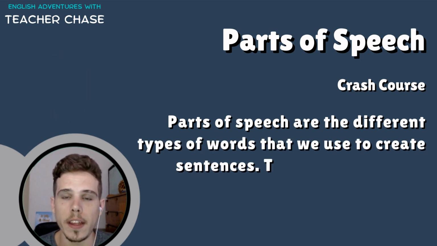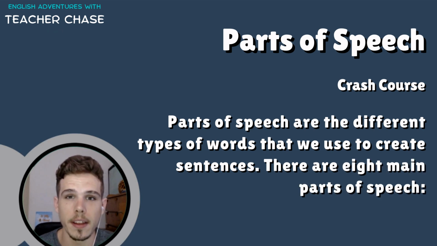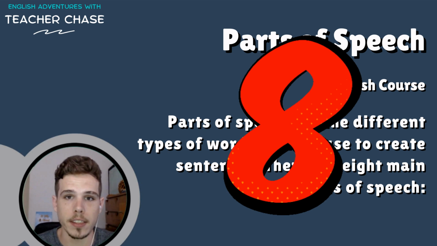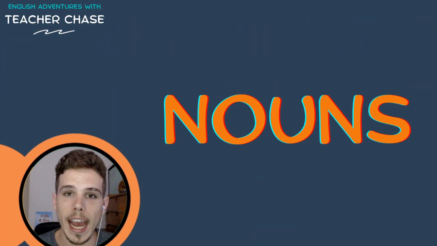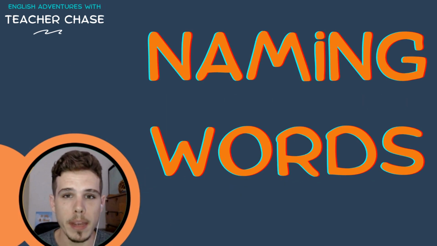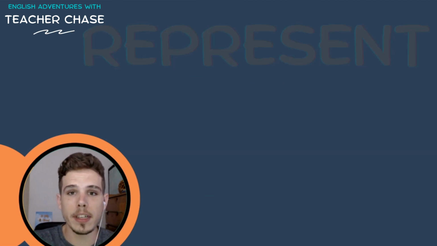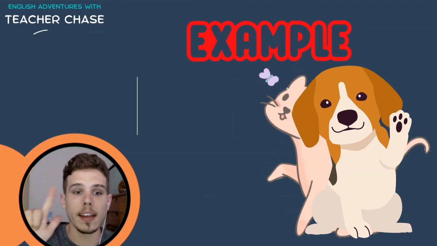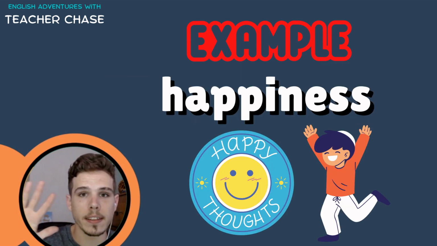In this first video, we are going to talk about parts of speech. Parts of speech are the different types of words that we use to create sentences. There are 8 main parts of speech. The first part of speech are nouns. Nouns are naming words that represent people, places, things, or ideas. Some examples are a cat, a dog, a house, a book, or happiness.